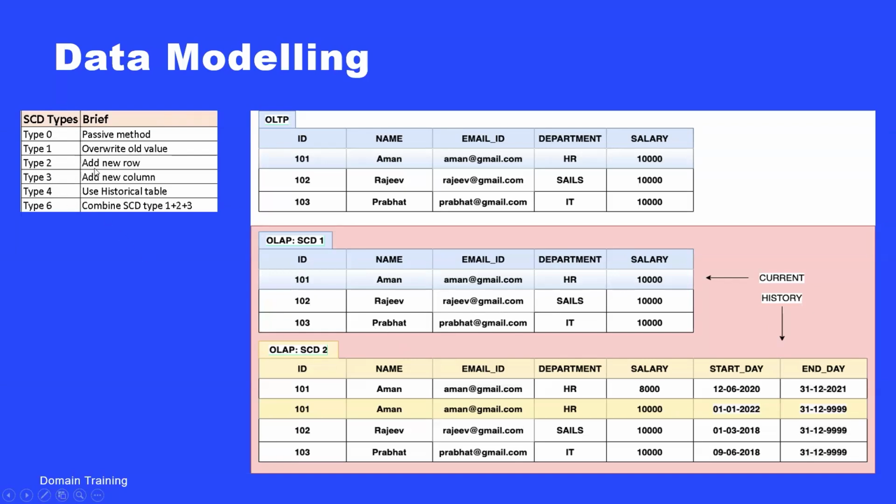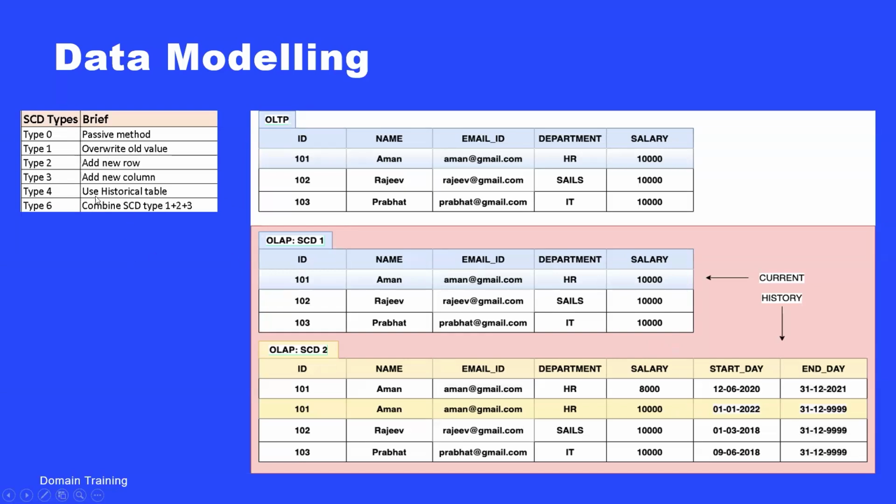For SCD2, you see you add a new row. This is the existing record, and then you track the change using another row having a new start date and end date. That is SCD type 2. SCD type 1 is overwriting the old value itself. For example, salary changes for this row called Aman. It is overwriting this existing record. Okay.